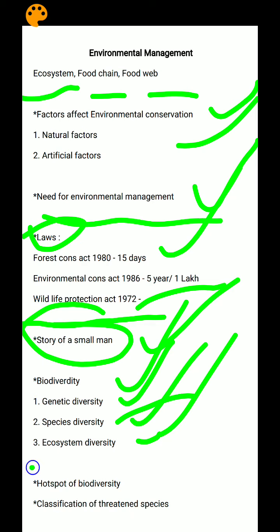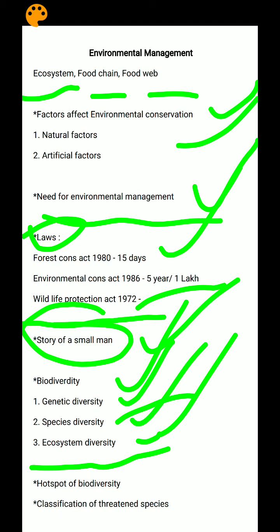In the same way, next one is ecosystem diversity. Diversity is in the different ecosystems. For example, grassland ecosystem has different diversity. Desert ecosystem has different diversity. Next one is ocean diversity. So different ecosystem diversities are there.